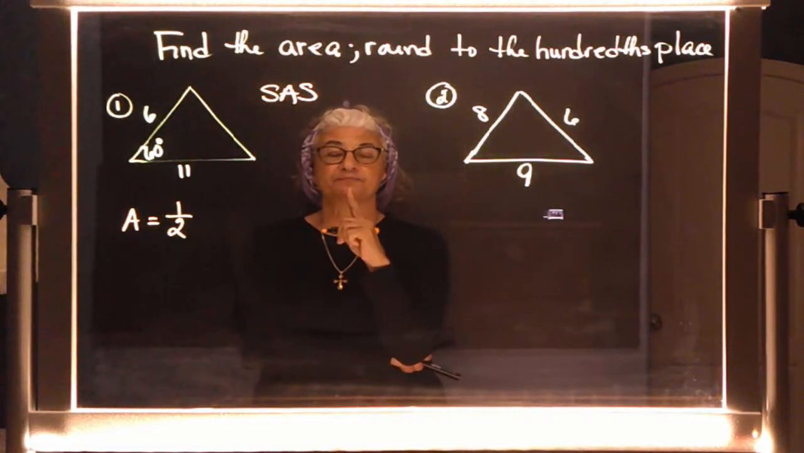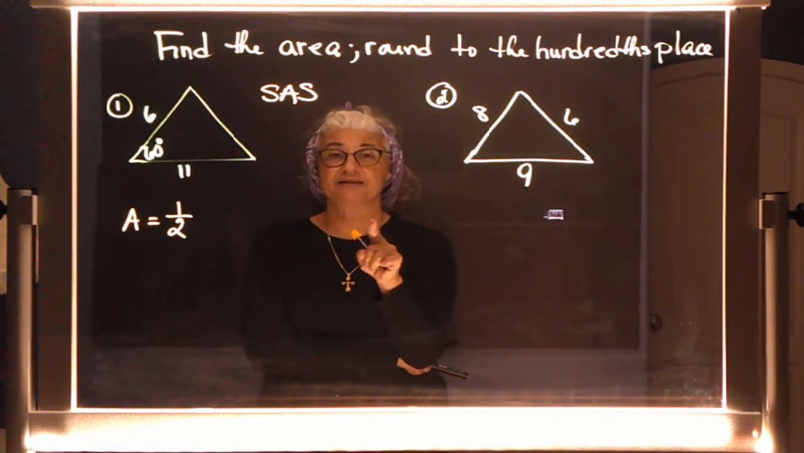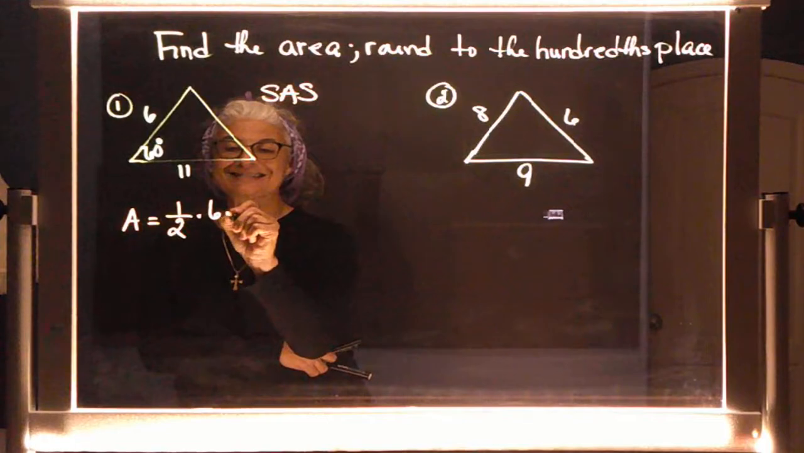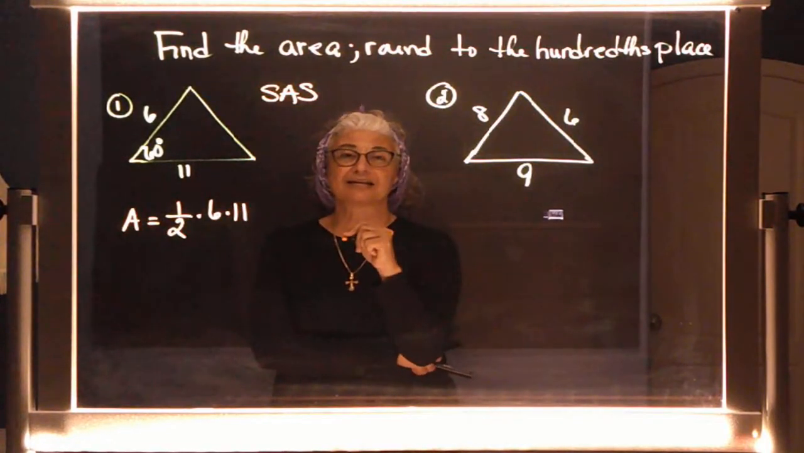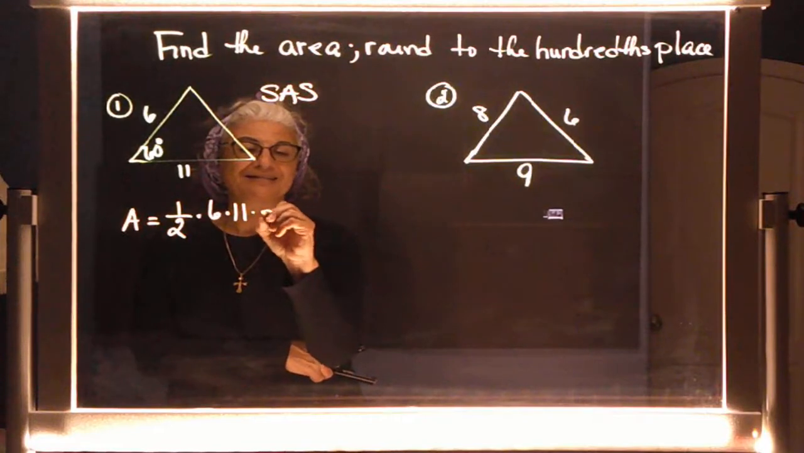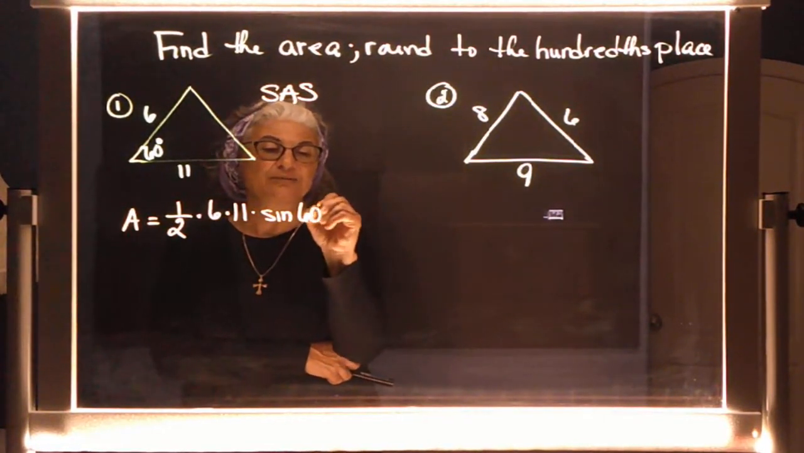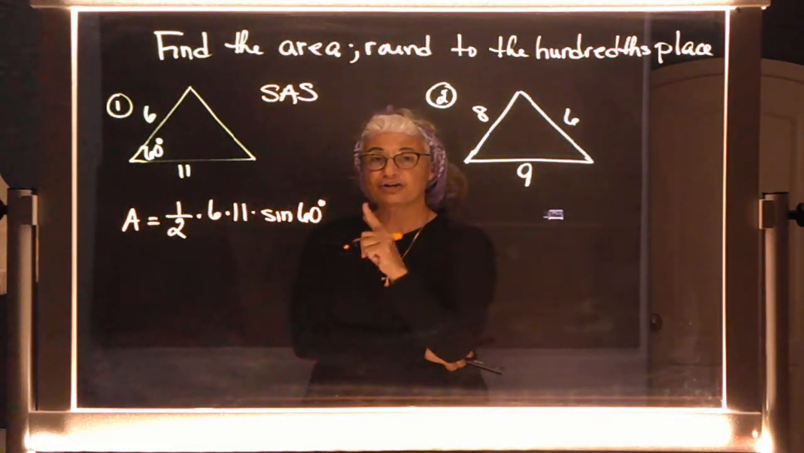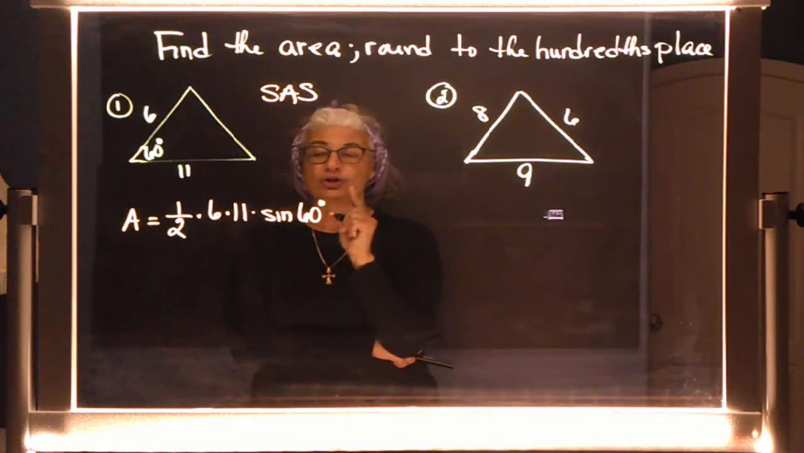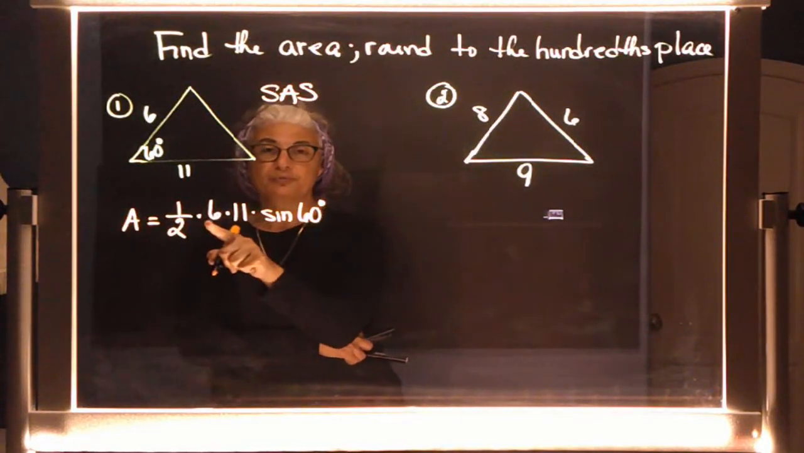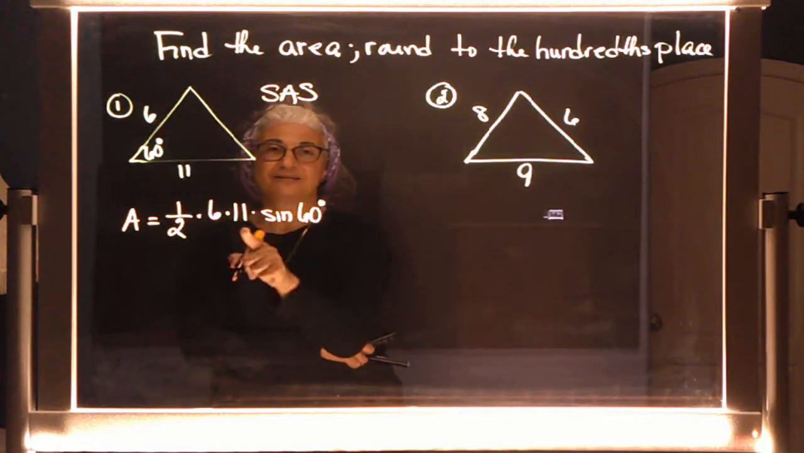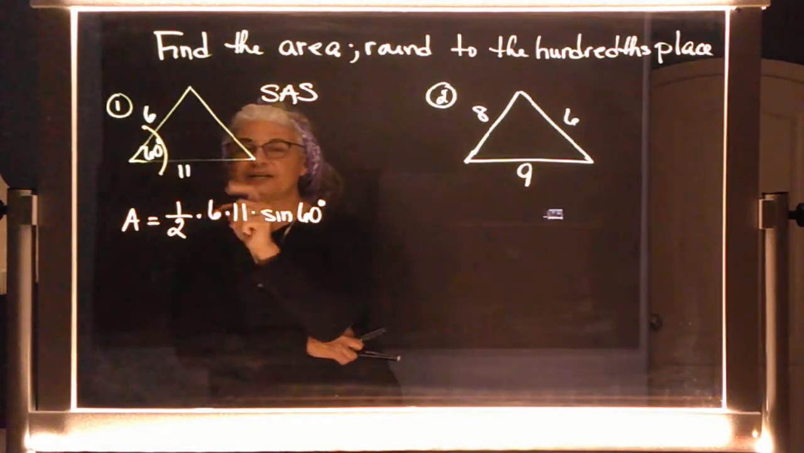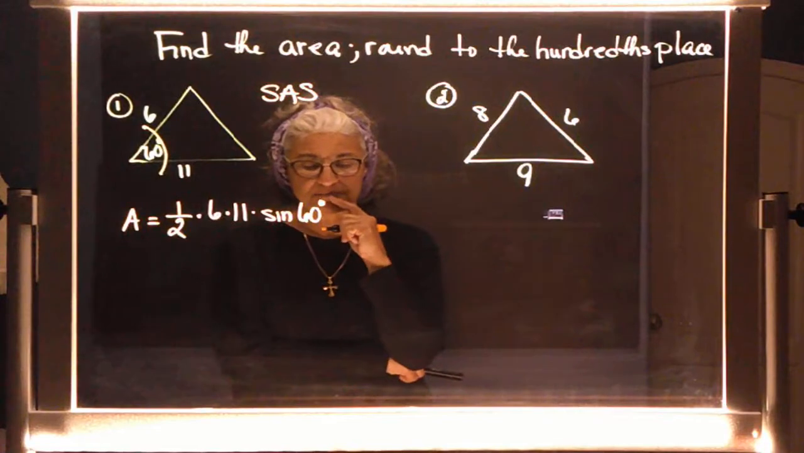Now remember, the formula we developed said you're going to take 1/2, multiply it by both known sides, and then multiply it by the sine of the angle that is in between those two sides. Got it? To find the area of a triangle that's a side angle side, you take 1/2, multiply it by the two sides, and then multiply by the sine of the angle that's sandwiched in between the two sides. Cool?